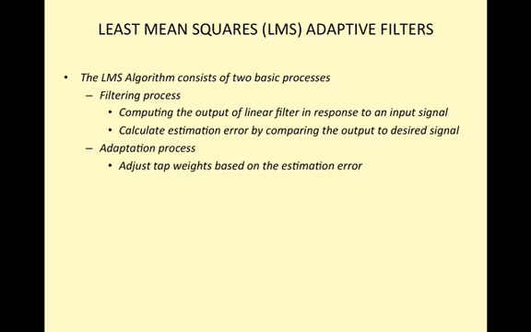The least mean square adaptive filters. The LMS algorithm consists of two basic processes: filtering process and adaptation process. In the filtering process, the output of a linear filter in response to an input signal is computed, and then the error is estimated by comparing the output and the desired signals. And in the adaptation process, we adjust the tap weights based on the estimated error.